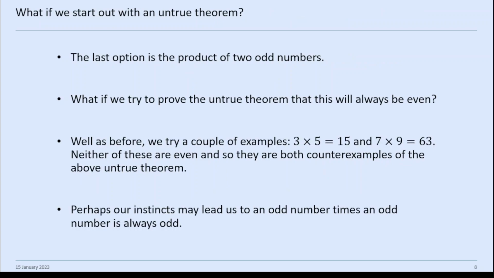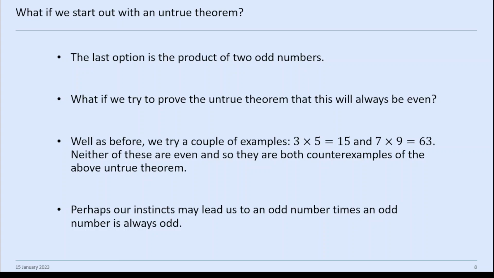Now we're going to explore an untrue theorem. We've looked at an even times an even, and we've looked at an even times another number, which could be odd or even. But what if we're multiplying together 2 odd numbers? Well, let's pretend that that's going to be even. Let's imagine we were given that untrue theorem. We would try our examples. 3 times 5 is 15. Well, hang on, that's odd. 7 times 9 is 63. Well, that's odd. So actually, these are not even. So that theorem was untrue, and these are counterexamples to the untrue theorem.